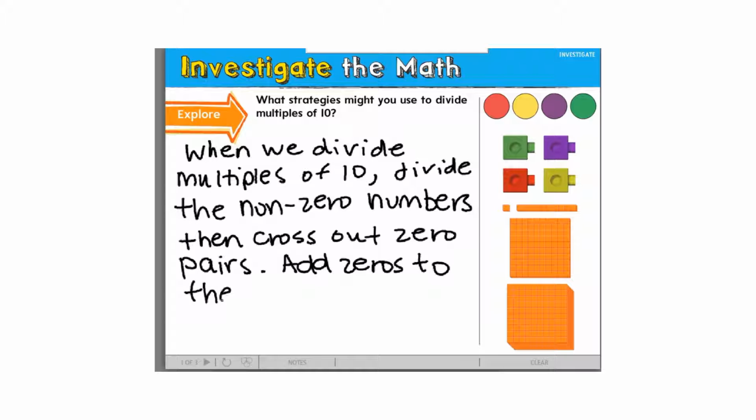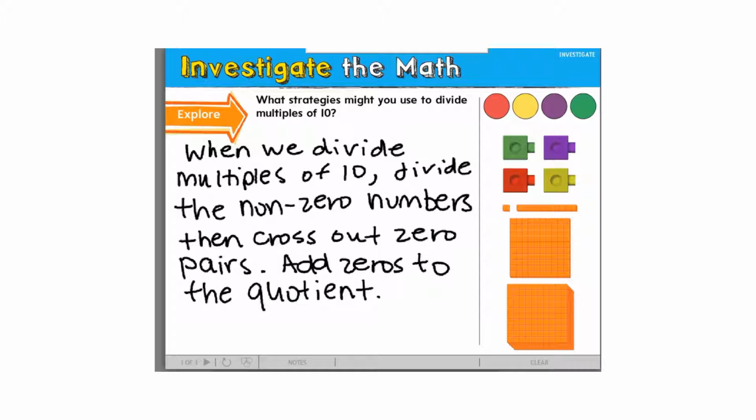This is a lot to write, but it's important. This is kind of like your steps. This is what you're going to refer back to, because the problem that I just gave you was one of the easier ones, and then I'm going to show you what some of this means. So here's what it says. When we divide multiples of 10, you divide the non-zero numbers, and then you cross out 0 pairs. And then you add the zeros to the quotient.